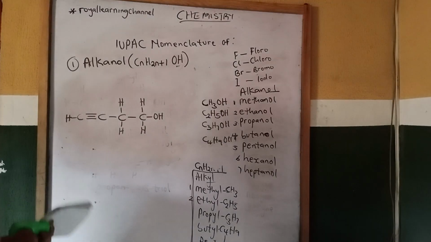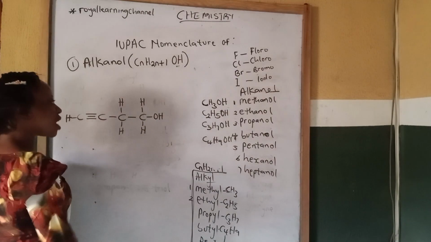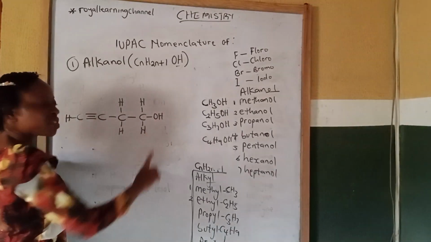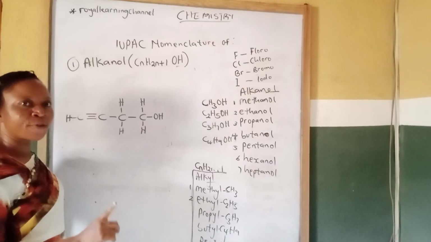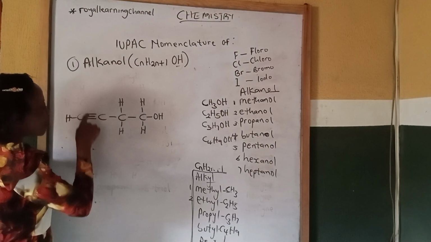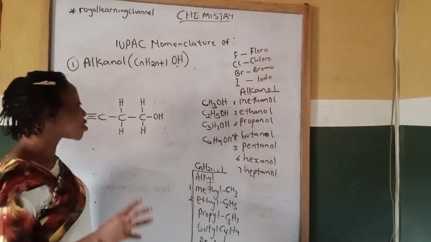Now, from this structure, we are having 2 different functional groups. No substituent at all. OH is not a substituent. It is a functional group. Then the triple bond is also a functional group. So we're having 2 different functional groups.